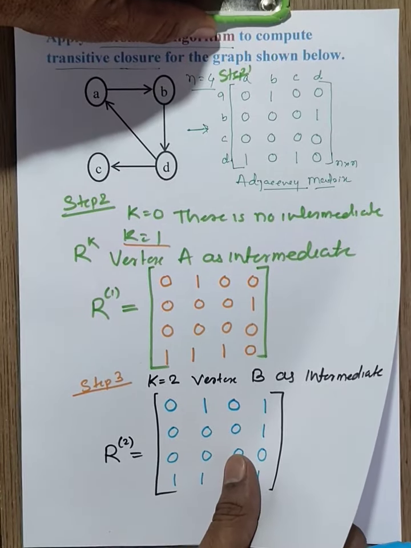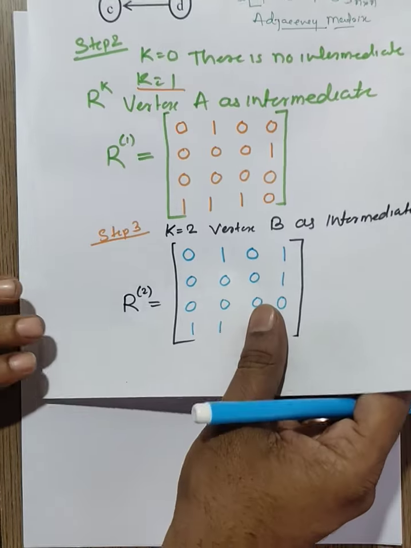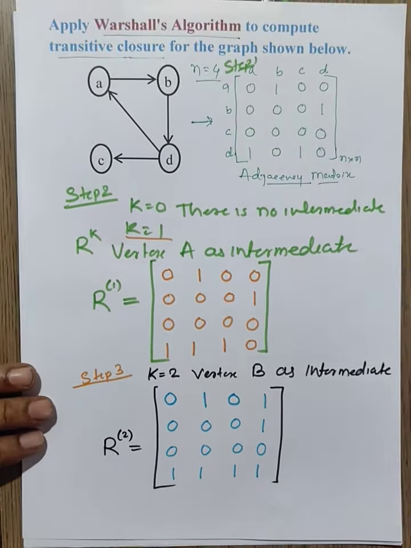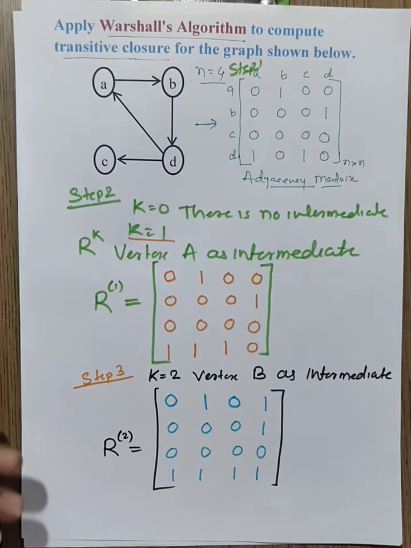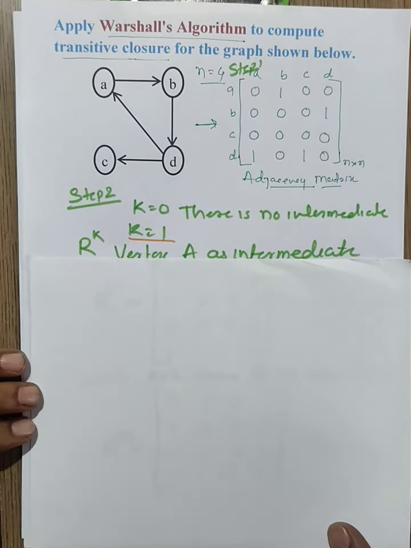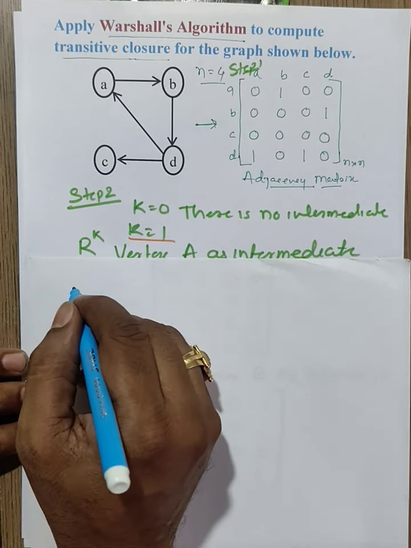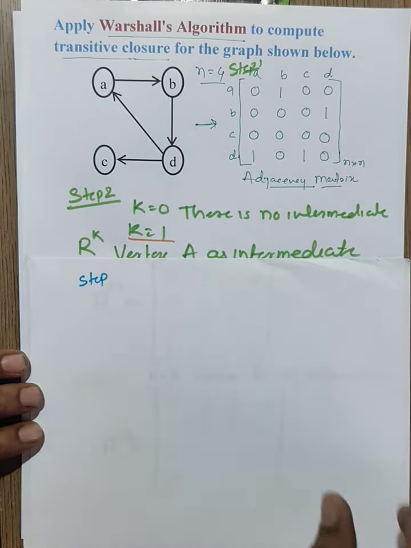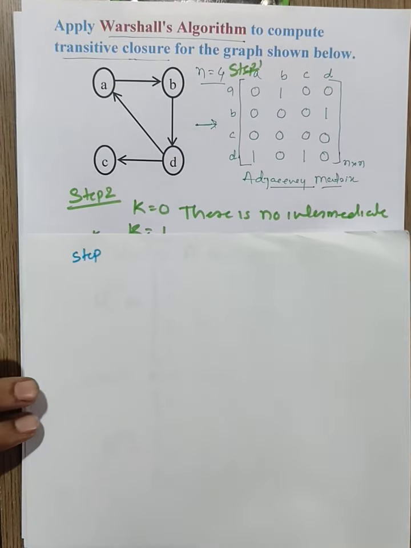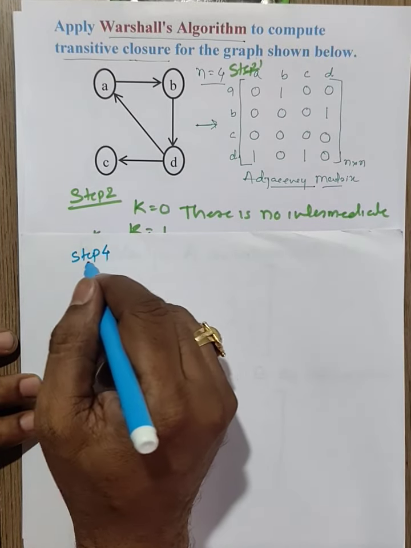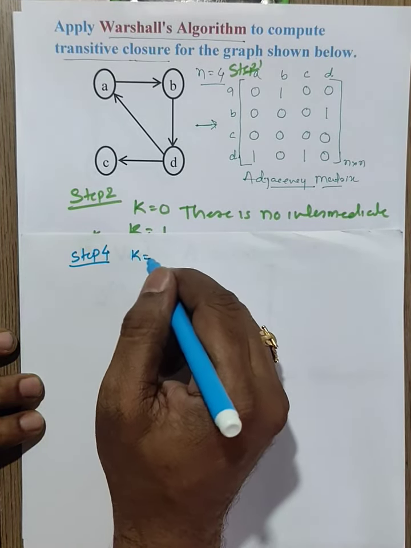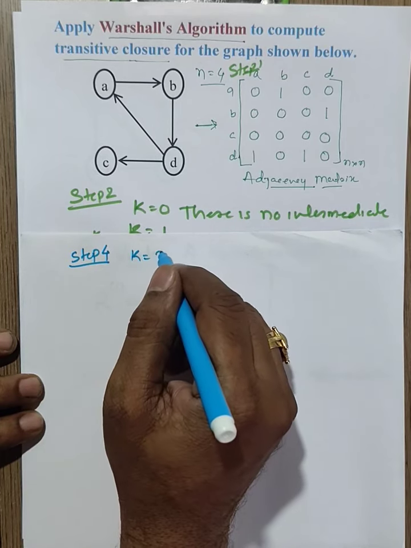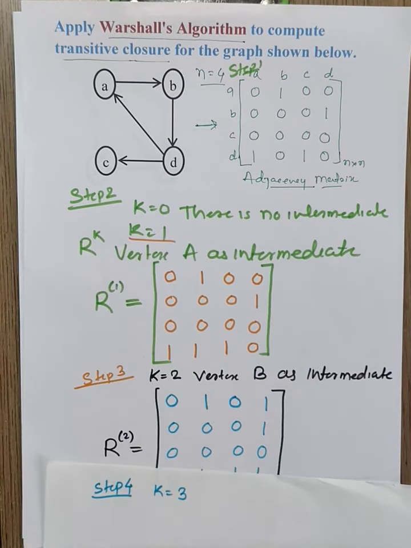Next, step 3, step 4, R to the power 4. R to the power 4 means there is vertex C as an intermediate vertex. And if vertex C is an intermediate vertex, and this is step 4. Step 4, K equal to 3. So K equal to 2 is over, then K equal to 3.